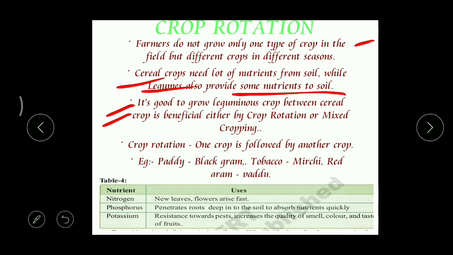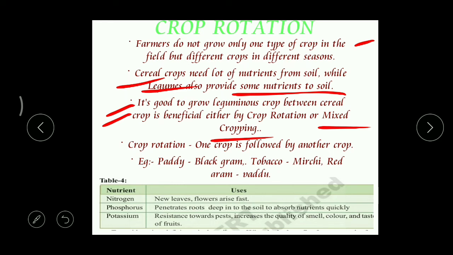Now and then you can find this. What do we call that method? We call that a mixed crop. When we are growing two types of crops in the same field at the same time, we call that a mixed crop.